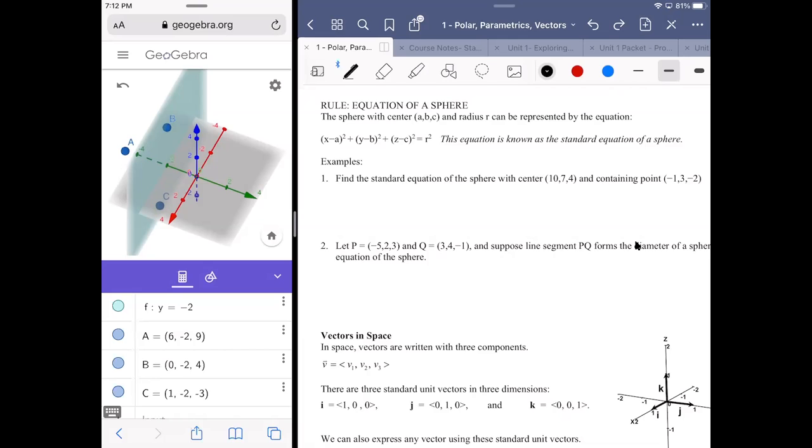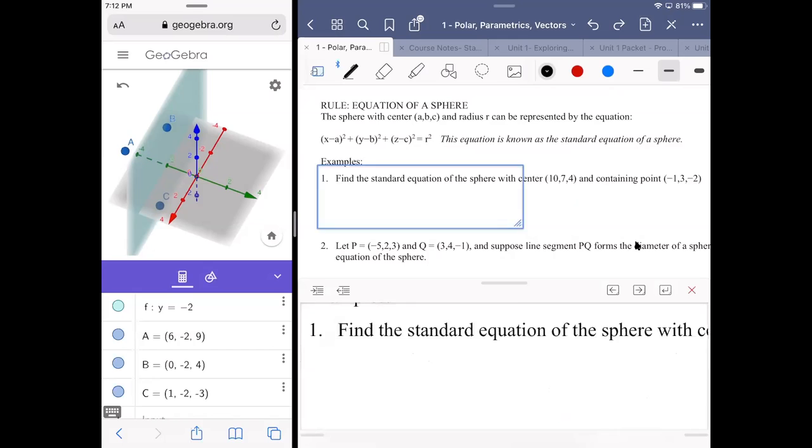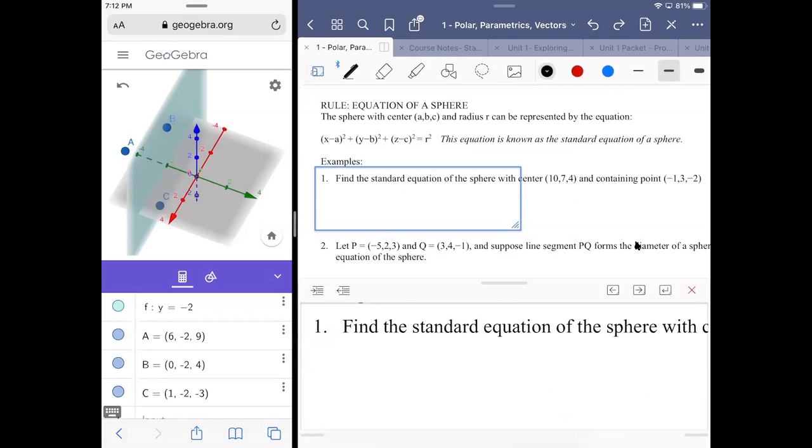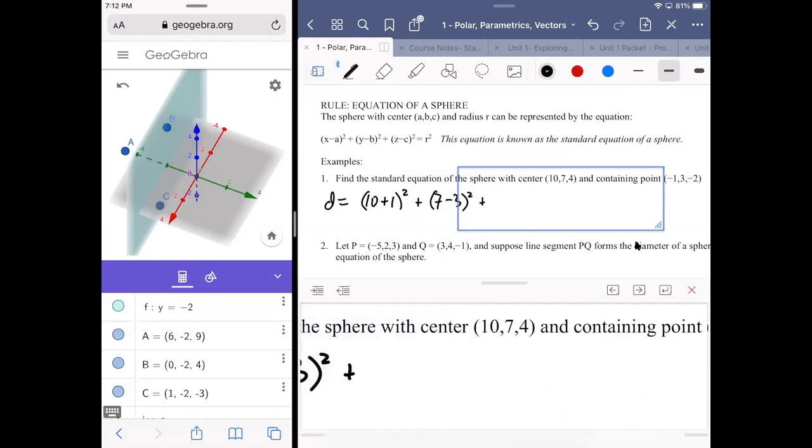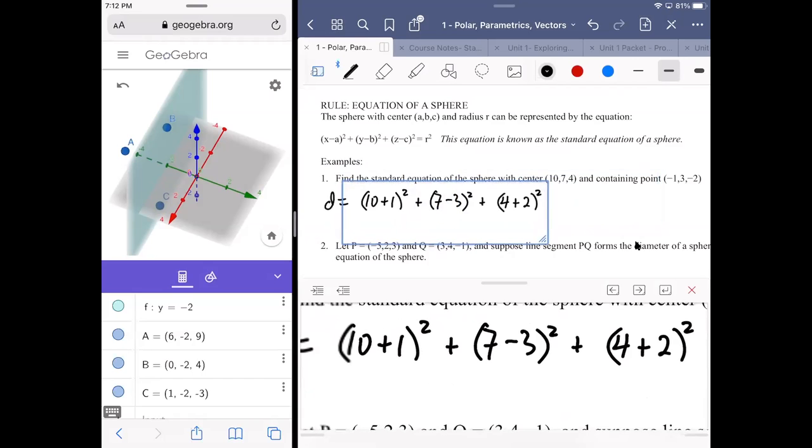So R for radius is going to end up being D for distance. We just got to make that adjustment. So D would be equal to 10 minus -1, so 10 plus 1, squared, plus 7 minus 3, squared, plus 4 minus -2, so 4 plus 2, squared, all under the radical.